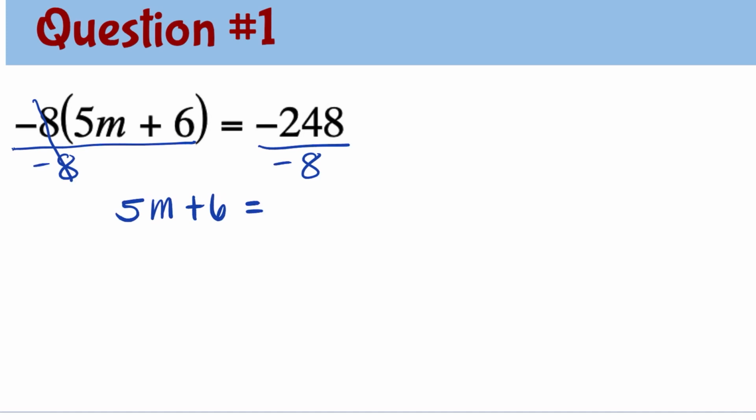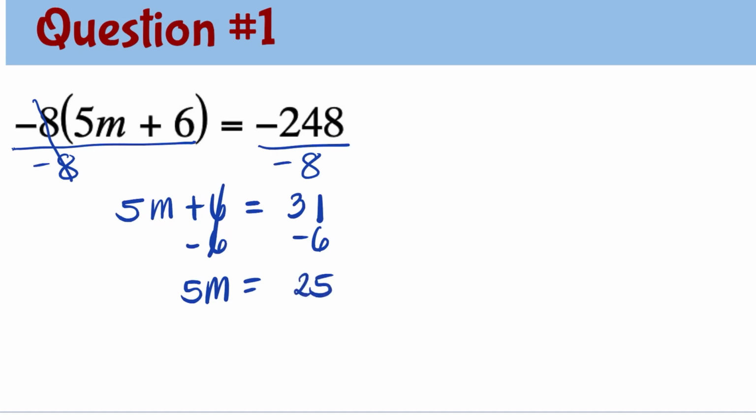Negative divided by negative is positive. And you can do this mentally because 8 can go into 24 3 times, and then 8 can go into 8 once. So that means 248 divided by 8 is just 31. Doing the inverse operation for this equation, I will subtract 6 first from both sides. 6 and negative 6 will be 0. So you have 5m is equal to 31 minus 6, which is 25.